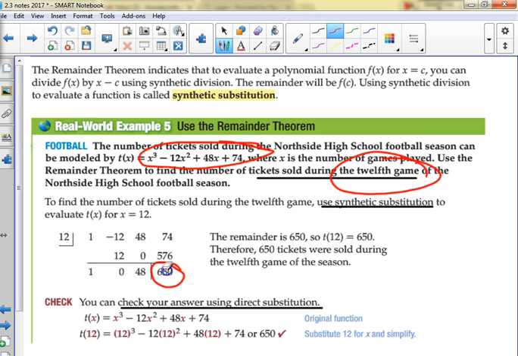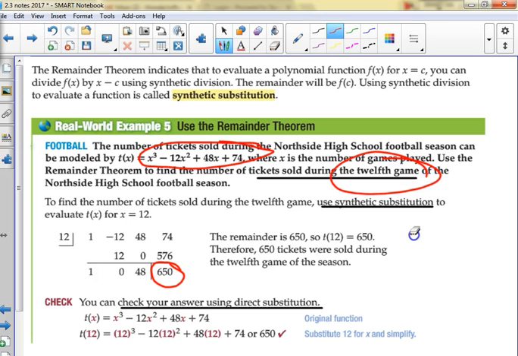The answer will be this term. I don't want to have to cube these things in my head, right? But if I bring down the 1, multiply, add, multiply, which is 0, add 48. I do have to do 12 times 48 and add 74, but I got 650. That was more timely than trying to do all this long math in my head, cube 12, blah, blah, blah. Okay, that's all it is.